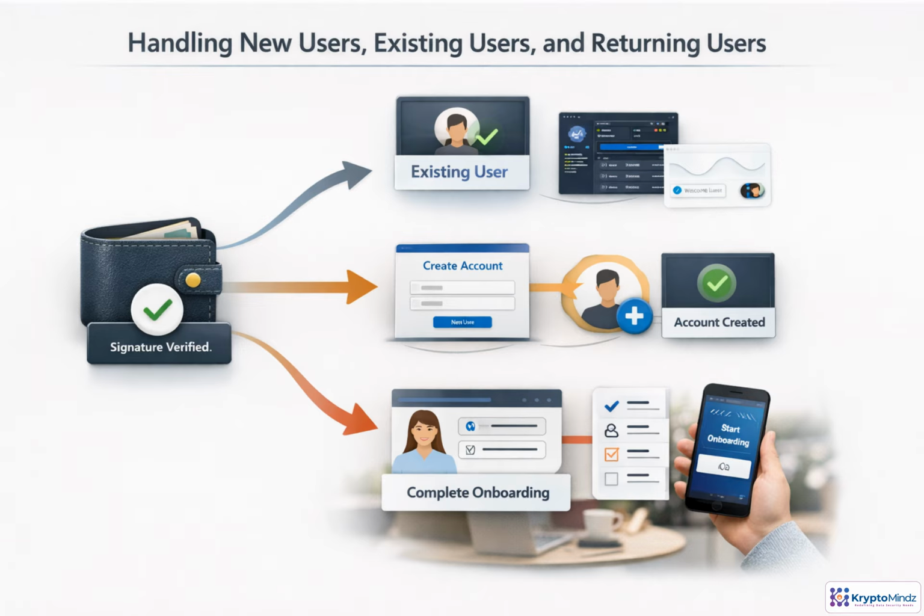Once the signature is valid, authentication is finished and the backend switches to user state. If the wallet address already exists, resume that account immediately. If it is new, create a user record and begin the first-time experience. If the account exists but profile details are incomplete, continue onboarding after login. This separation keeps wallet login fast, while still giving the product room to collect preferences, profile fields, or compliance information later.